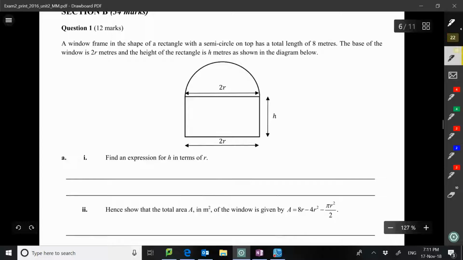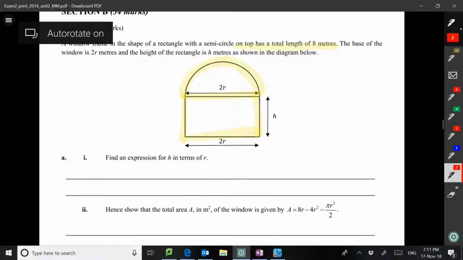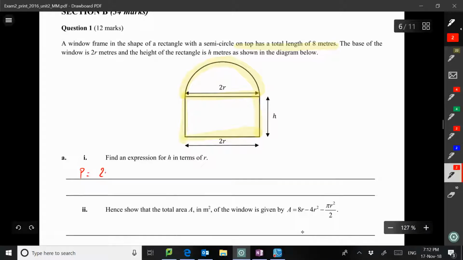Well, I remember I told you with applications, every line means something. So it says a window frame in the shape of a rectangle with a semicircle on top has a total length of 8 meters. The first thing I need to pick up on is that in order to make this frame, I need 2r plus 2r plus h, and this outside perimeter is a total length of 8. So I already know that the perimeter is equal to 2r plus 2r plus h.